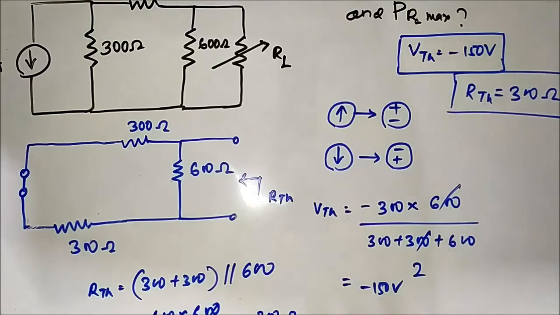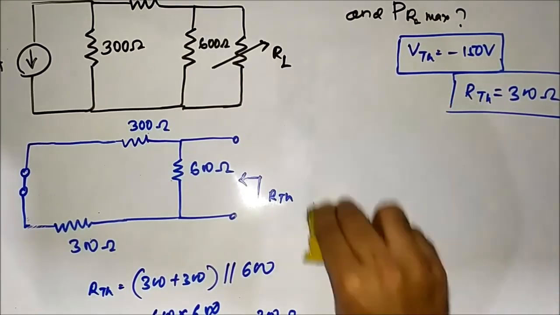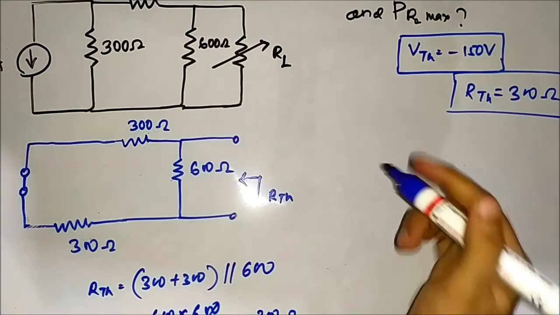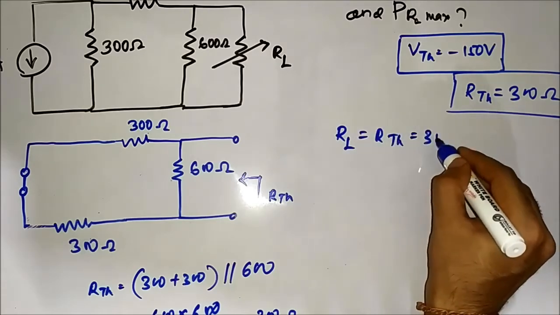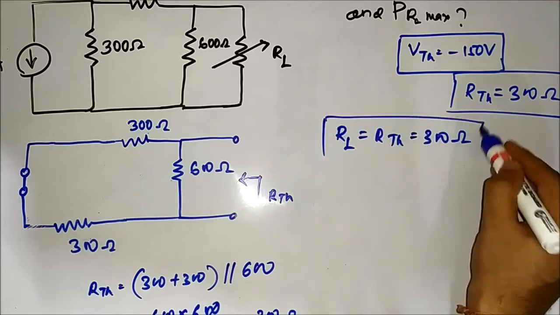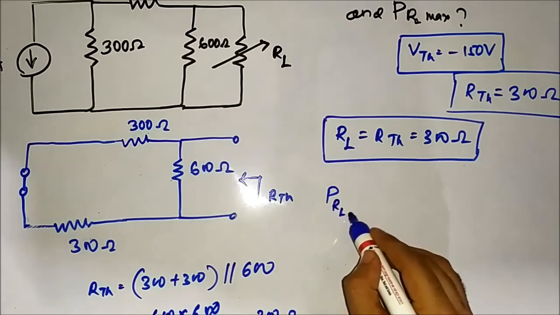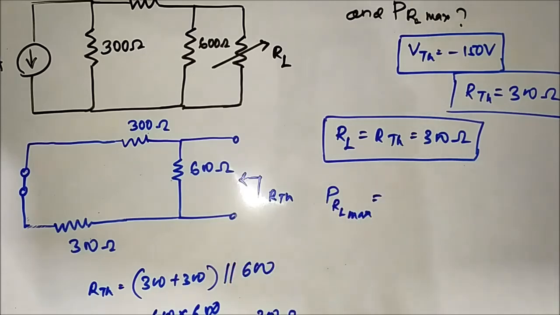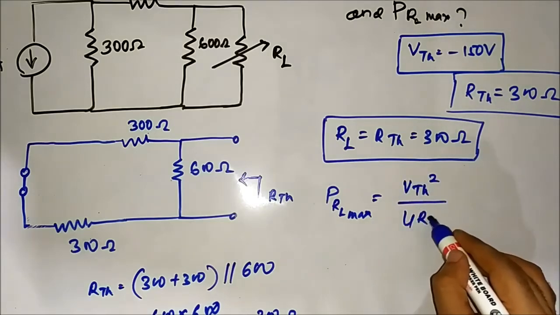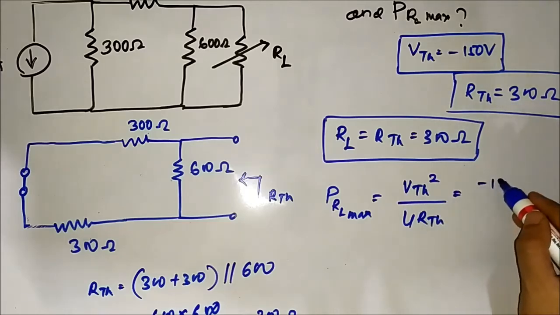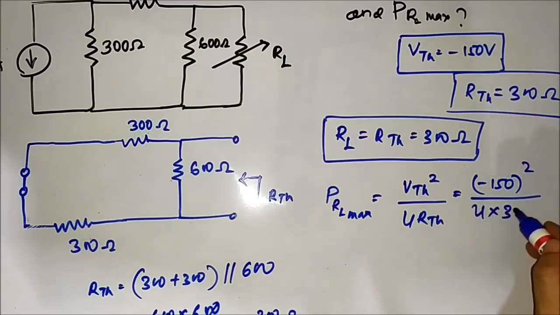So the value of RL for which maximum power will be transferred to the load is RL will be equal to RTH will be equal to 300 ohm as per the statement of maximum power transfer theorem. And the maximum power that will be transferred to the load as per the statement of maximum power transfer theorem is VTH square by 4 RTH, which is equal to minus 150 square by 4 into 300 ohm.